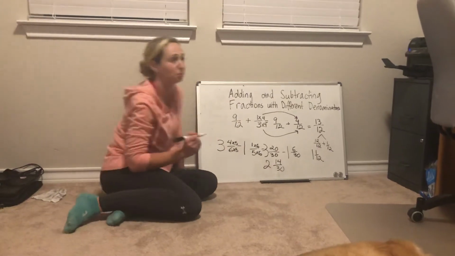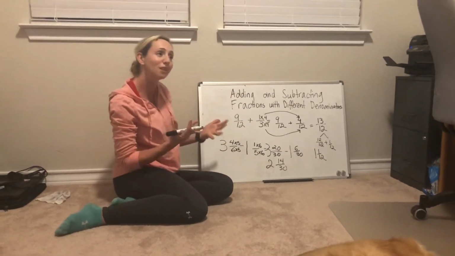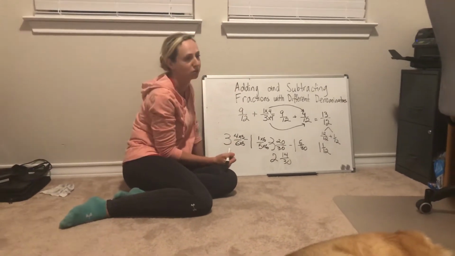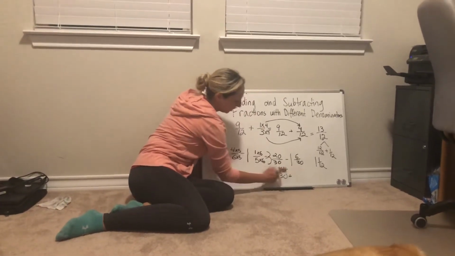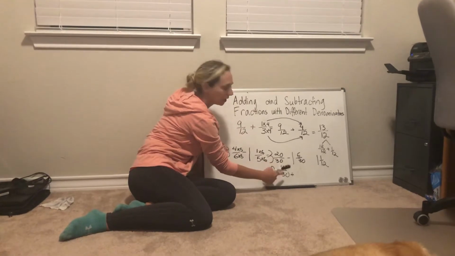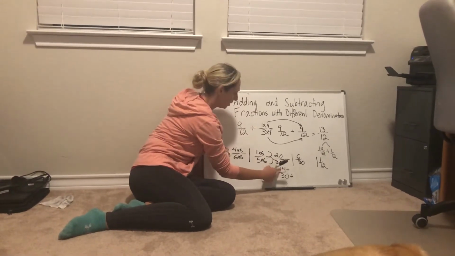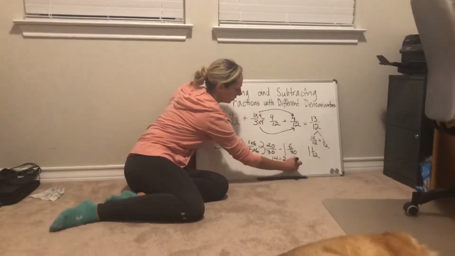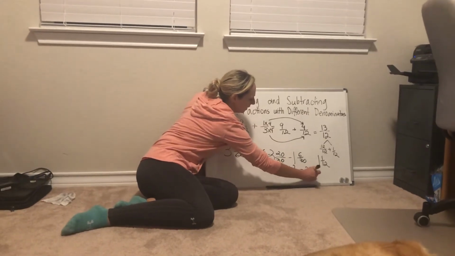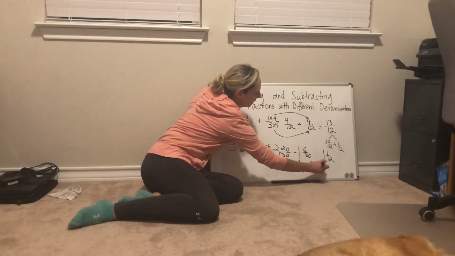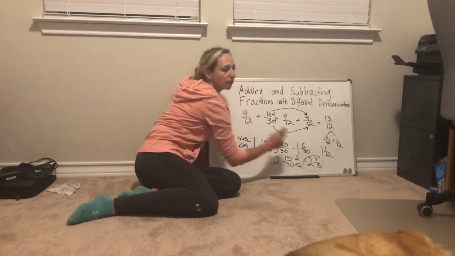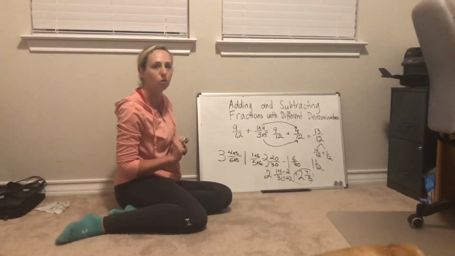And if you want it to be really cool, and I expect you to be really, really cool, you're going to simplify your fraction. You're going to reduce it. So I know that 14 can be divided by 2, and 30 can be divided by 2. So 14 divided by 2 gives me 7, and 30 divided by 2 gives me 15. My answer is 2 and 7/15, which is a mixed number.